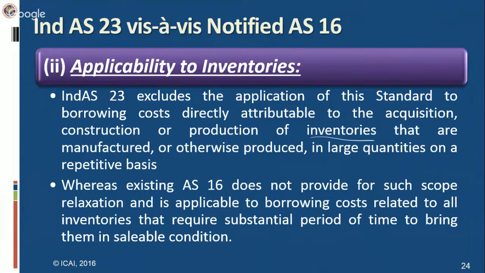Whereas existing AS 16 does not provide for any such scope relaxation. It is basically a scope relaxation which is provided by Ind AS 23. However, existing AS 16 is applicable to all the borrowing costs related to all inventories if they require a substantial period of time to bring them into sellable condition. So this is a major difference between Ind AS 23 and notified AS 16.